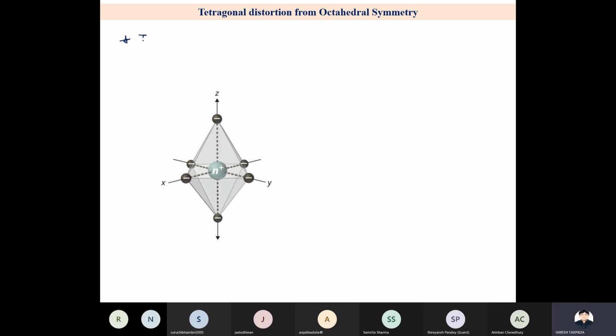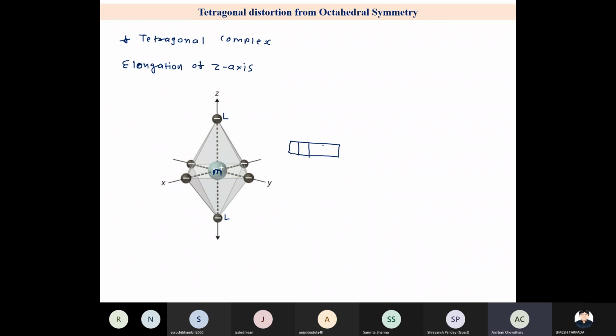So in a tetragonal complex, what happens? Elongation of the z-axis takes place, with unsymmetrical electron distribution in the eg orbital. As a result, here a ligand is there, here a ligand is there. Now you tell me, does the ligand go away from the metal or come close to the metal? It goes away from the metal along the z-axis. So what about the repulsion between metal and ligand? Does it increase or decrease?